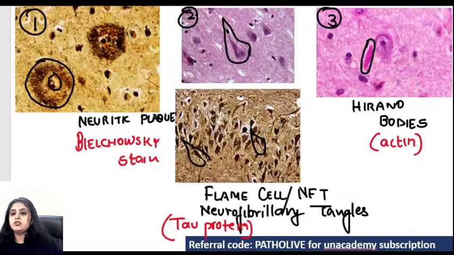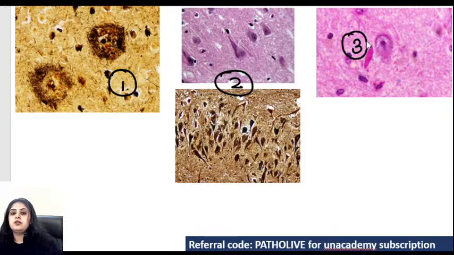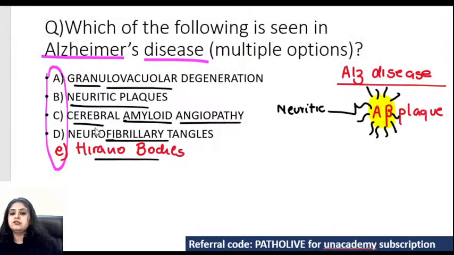I'll repeat 3 pictures. Number 1, neuritic plaque. Number 2, neurofibrillary tangles. Number 3, Hirano bodies. Other than that, you also see the blood vessels getting affected, cerebral amyloid angiopathy, and vacuoles in the cell. All 5 are seen. Now, having said that, one last question.